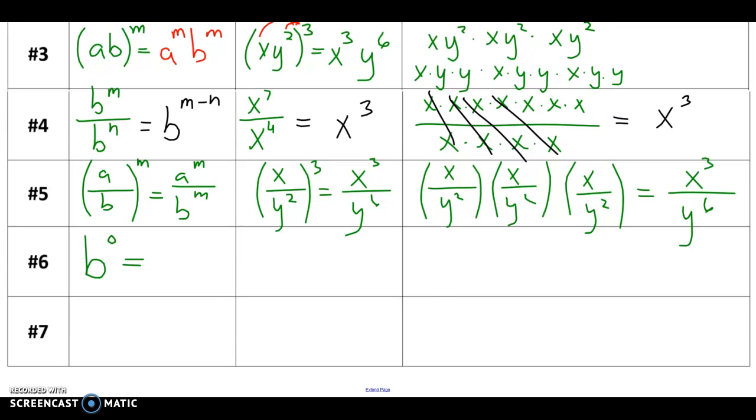And then do 5,432,675,821 to the 0 power. What's the answer? 1. It's 1.